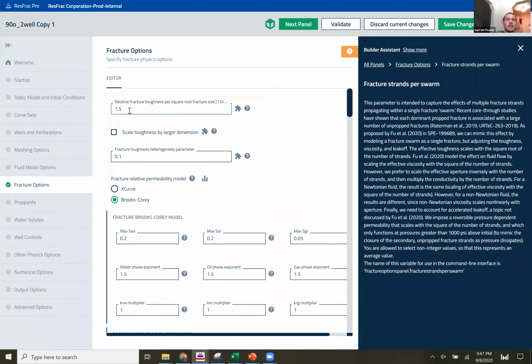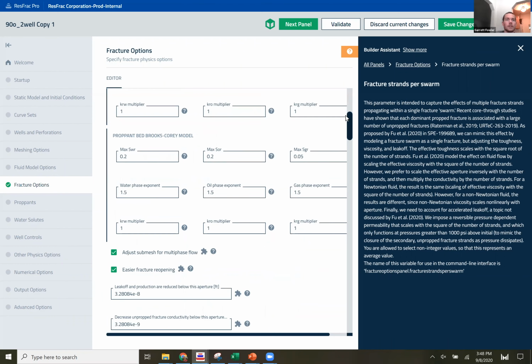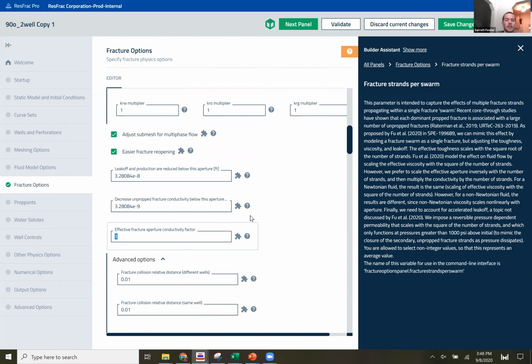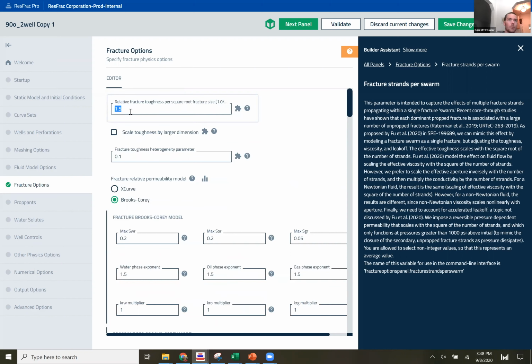The second parameter would be the relative fracture toughness. And this is one that we've used for a very long time to tune the total length and height of fractures. And so the more subparallel strands that you have, the higher the assumed fracture toughness would be. Or you can tune it independently, right? So you could bring that to 0.1. You could use that as something like 1.5, which is already pretty high.